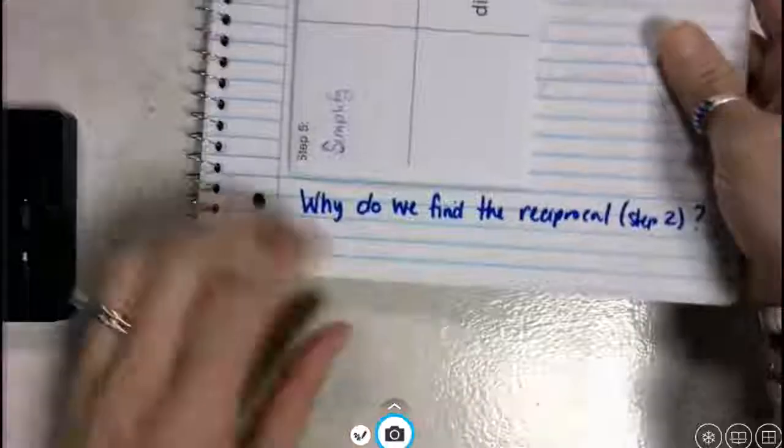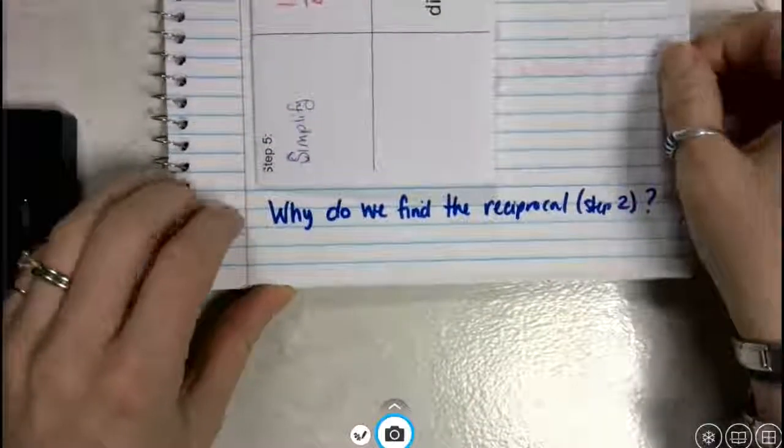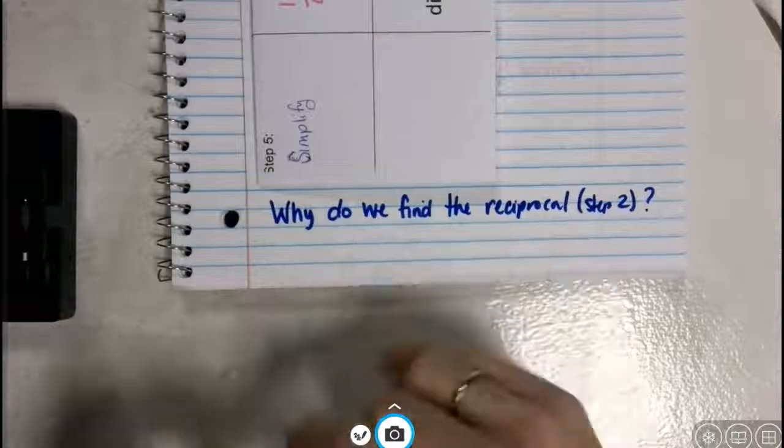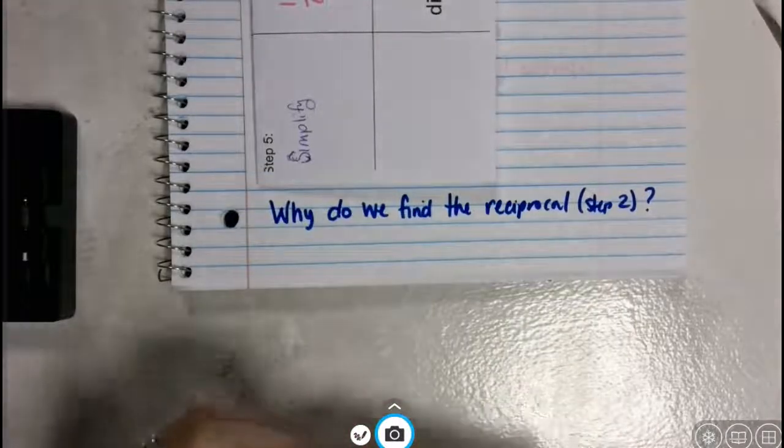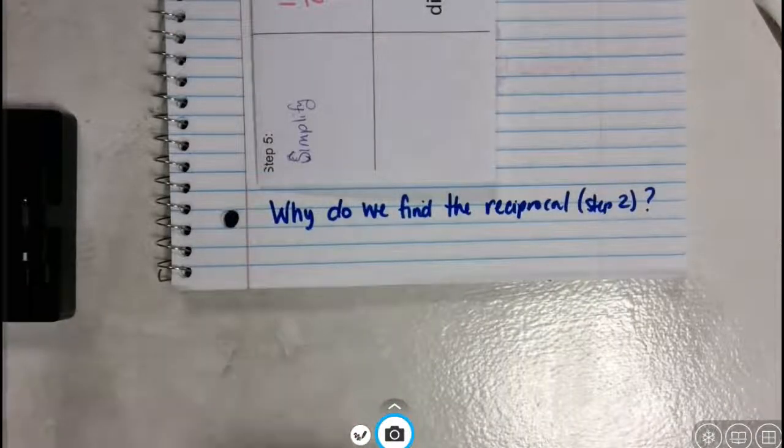Okay, so the big key question I want you to think about right now is, why do we have to find the reciprocal? What does the reciprocal actually do, and why is that useful? So I'm going to leave you thinking about that question, and I want you to be able to answer that if I ask it to you.